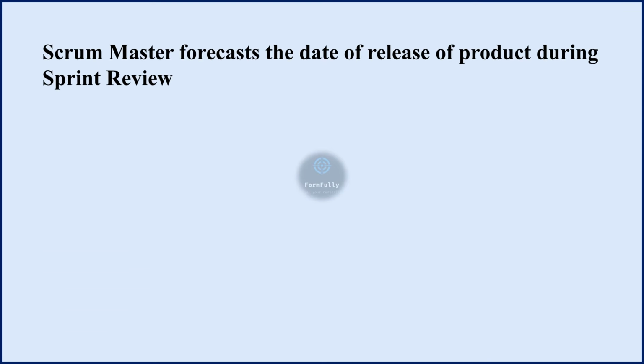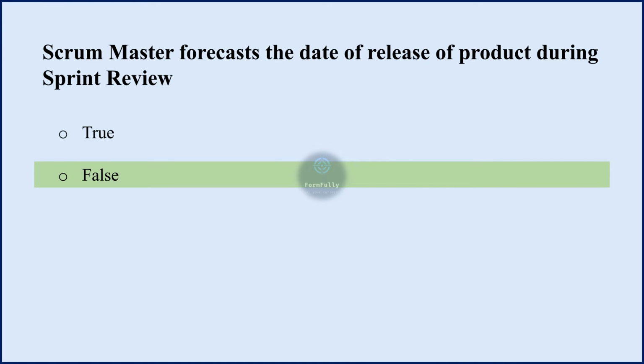Next statement. The Scrum Master forecasts the date of release of the product during sprint review. Is this statement true or false? So this statement is false, as the primary focus of the sprint review is to inspect the increments and gather feedback from the stakeholders.